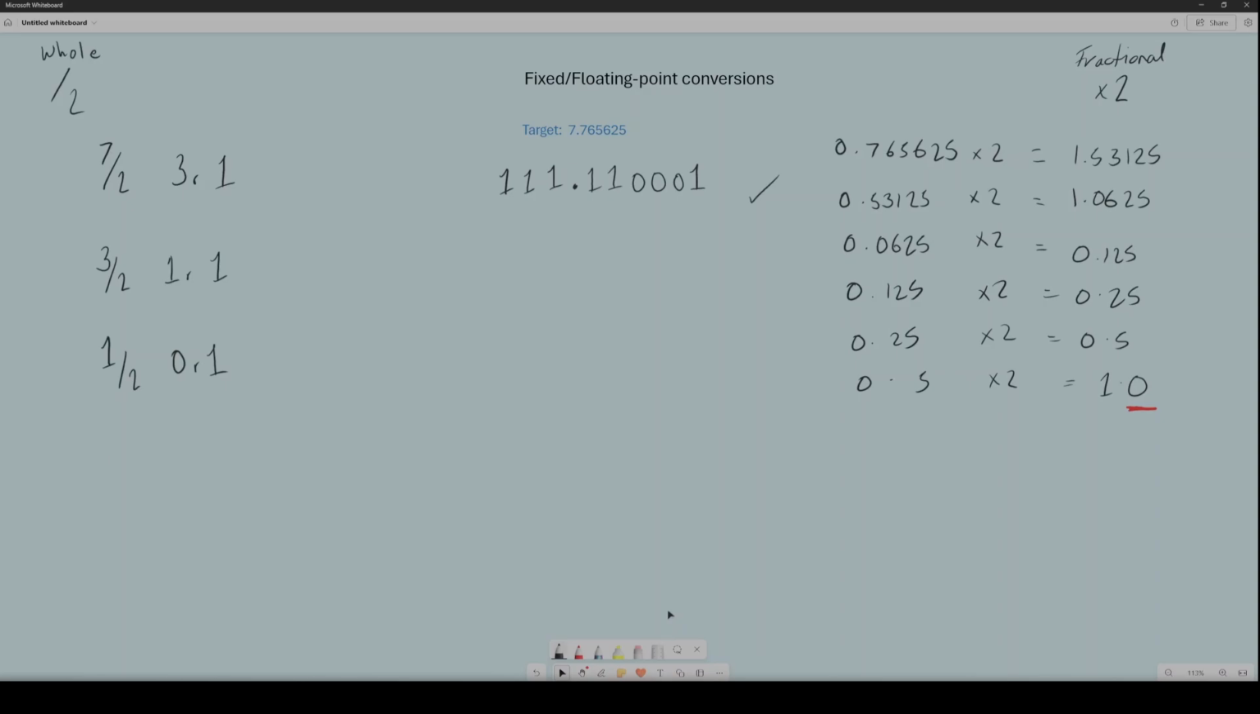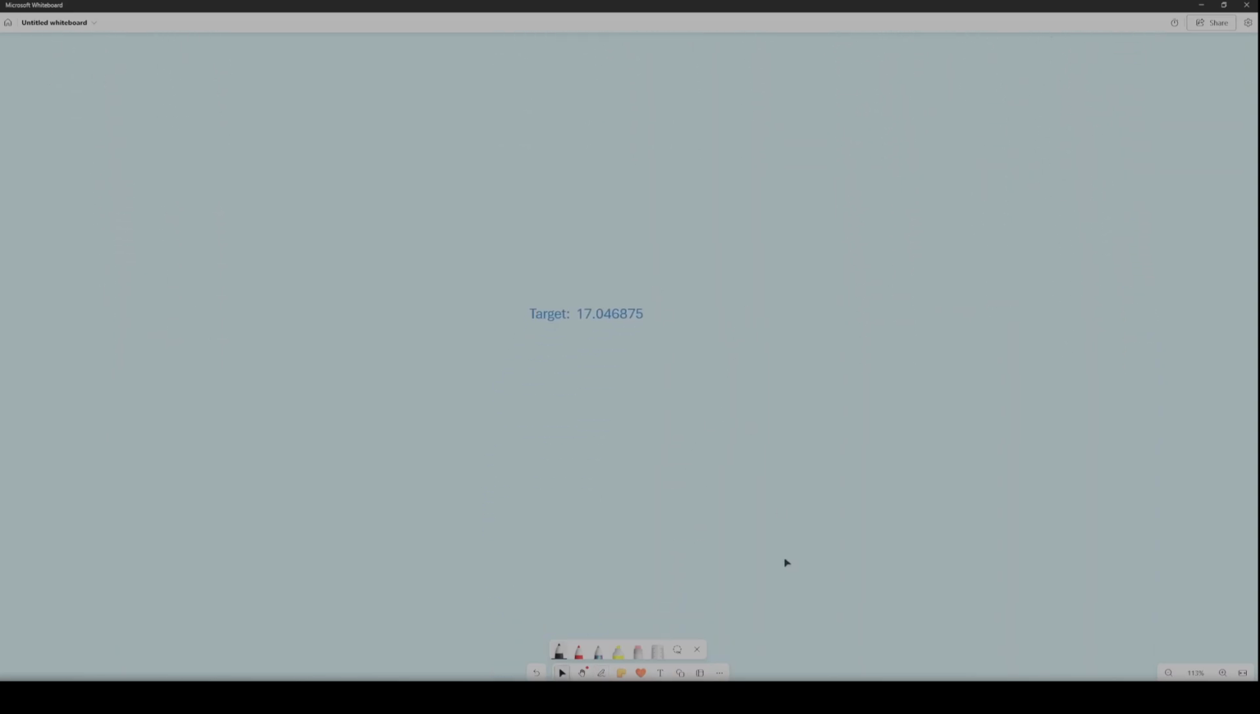Okay, the next number I'm going to show you is 17.046875. We're going to use exactly the same method with the divide by 2 on the left hand side and the times by 2 on the right hand side. So if we start with the 17, we're going to floor divide that by 2, which gives us 8 with a remainder of 1, and we're just going to keep going down the chain until we hit 0.